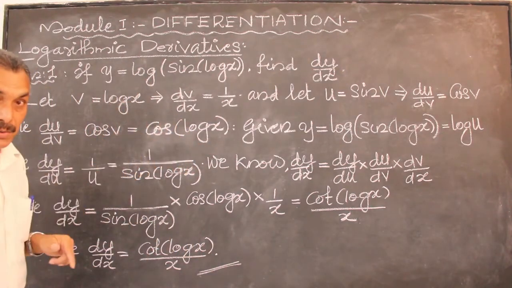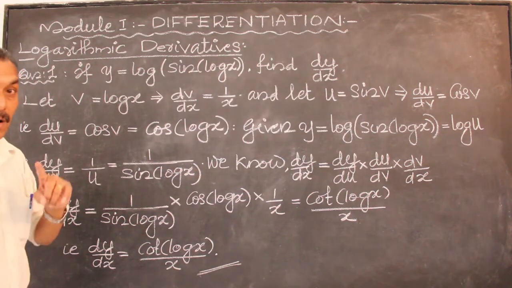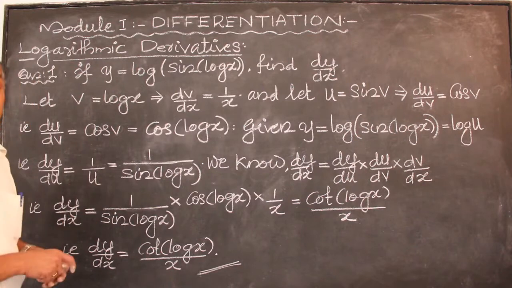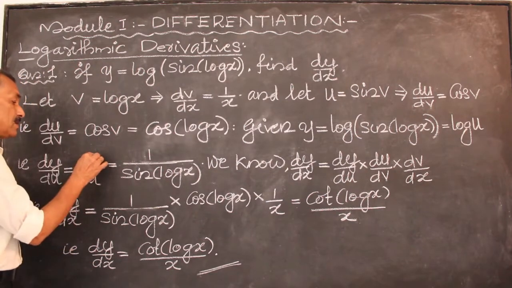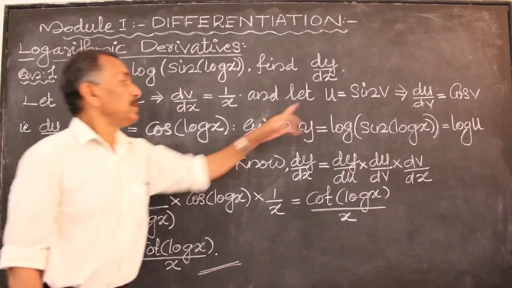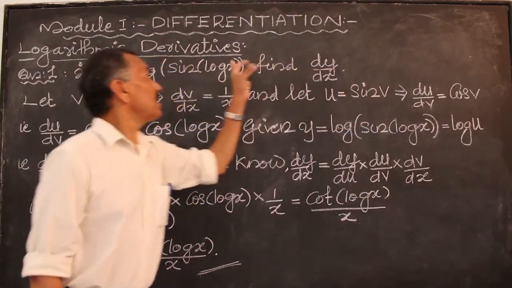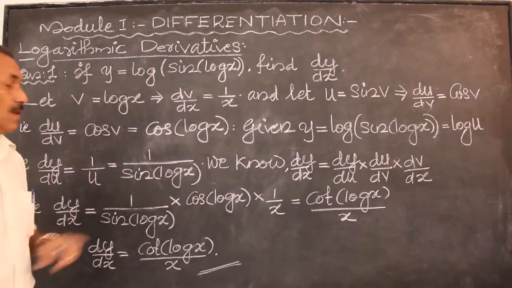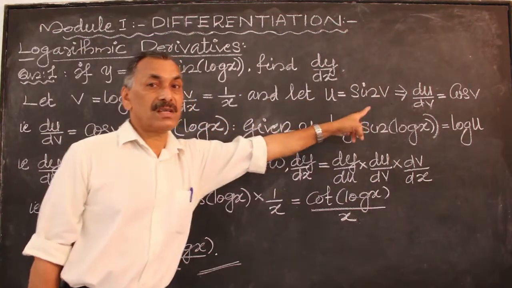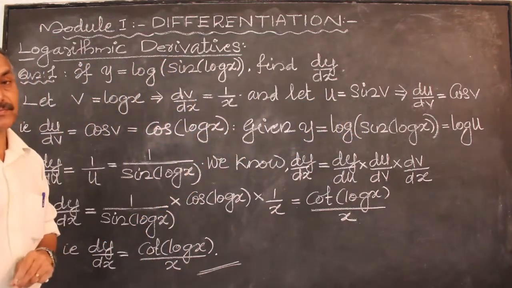What is dy by du? Dy by du is equal to the derivative of log u with respect to u, which is 1 by u. That is 1 by u, where u is equal to sine v, and v means log x, so it is 1 by sine of log x.